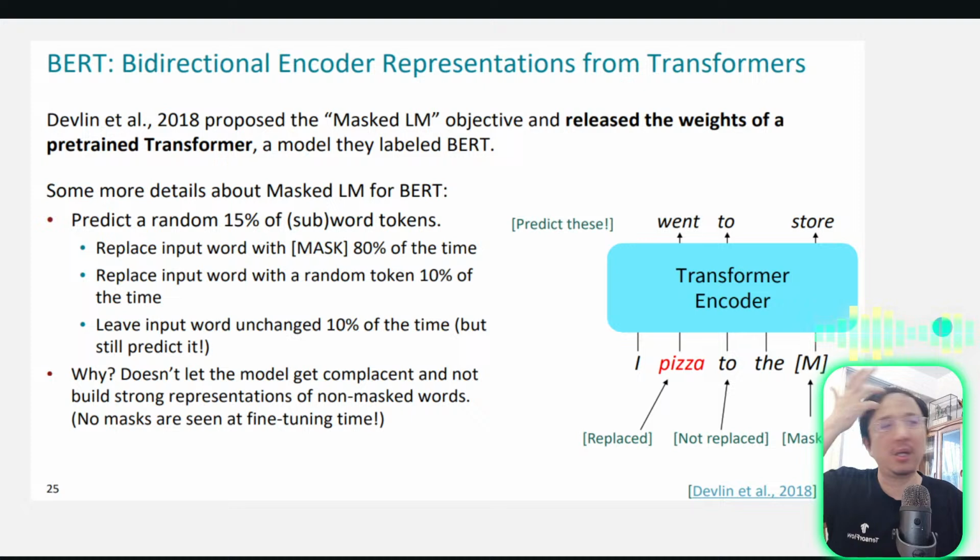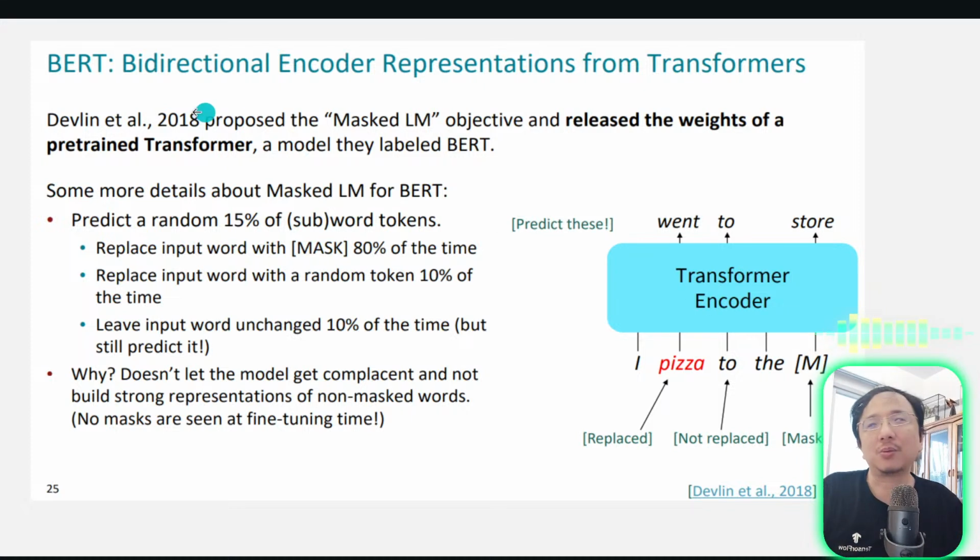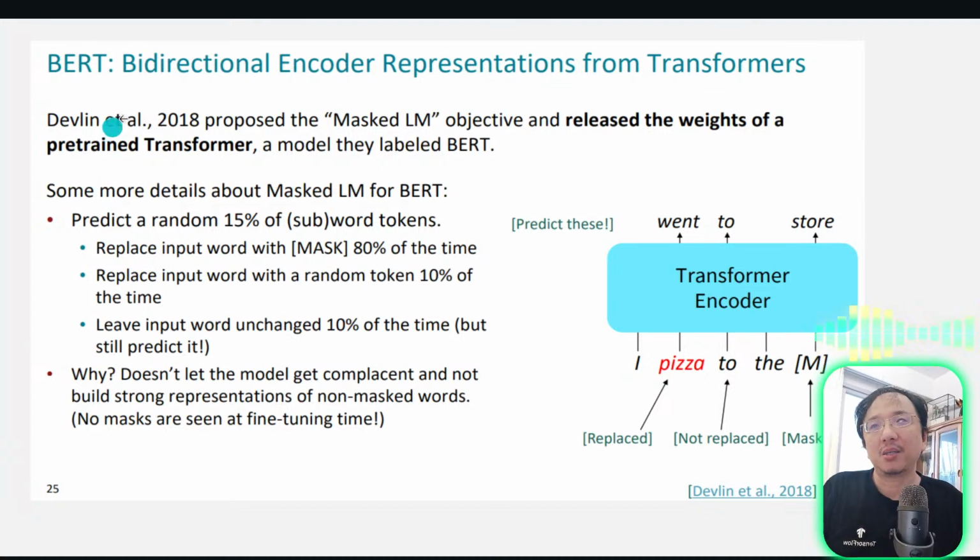So let's see how we train the BERT model. BERT, which stands for Bidirectional Encoder Representations from Transformers, proposes a masked LM objective and releases the weights as a pre-trained transformer. So what does it do?